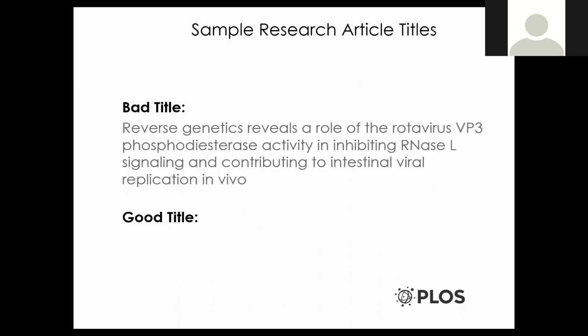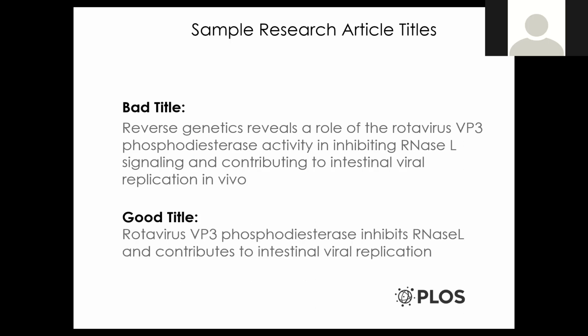Here's another example. Reverse genetics reveals a role of the rotavirus VP3 phosphodiesterase activity in inhibiting RNase L signaling and contributing to intestinal viral replication in vivo. Again, too much detail in the title. Rotavirus VP3 phosphodiesterase inhibits RNase L and contributes to intestinal viral replication. Very, very straightforward take-home message, very, very straightforward description of the work.